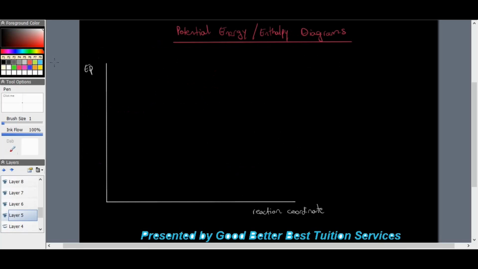Now we're going to draw the graph for the endothermic reaction, how the potential energy graph or enthalpy diagram will look for an endothermic reaction. We're also going to draw the catalyzed diagram on the same set of axes a little bit later. So how this is going to work is, again, we always have our reactants starting out. I'm going to draw the curve.